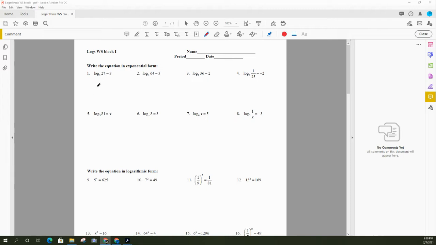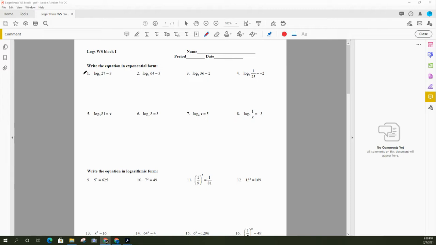So the first part is rewriting. It's in logarithmic form. Can we rewrite it in exponential form? So you don't have to solve anything. All the numbers are already there. We're just rewriting. All right, so it comes from the definition. So we read this: log base 3 of 27 equals 3.